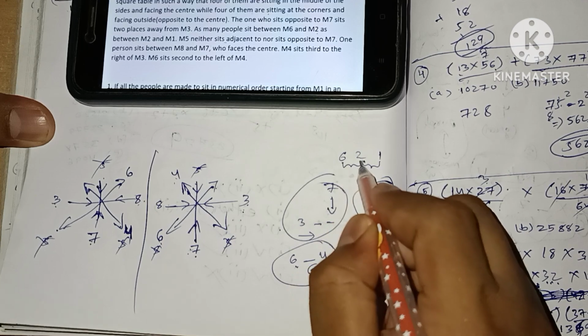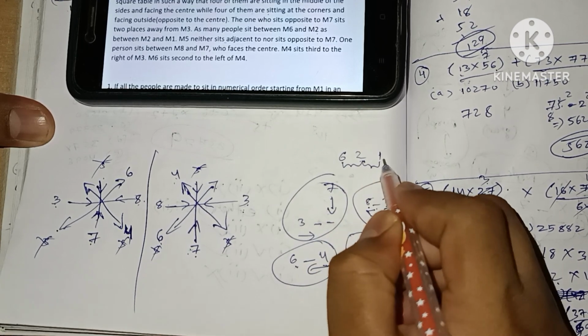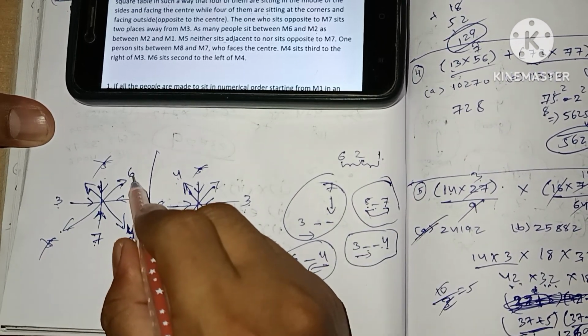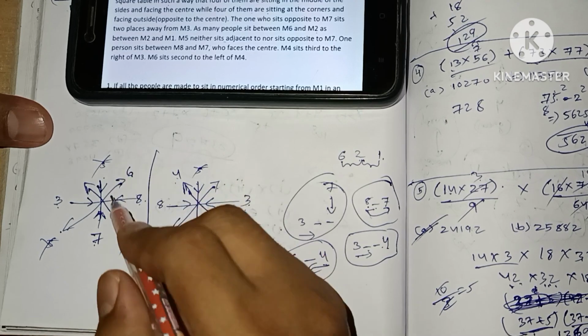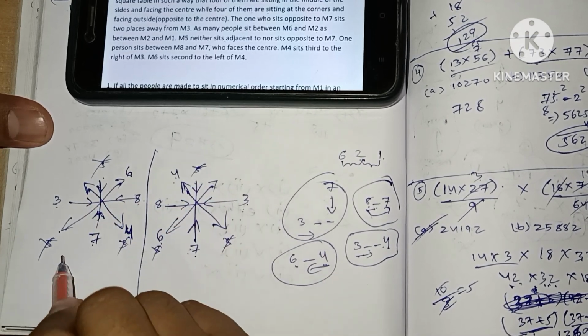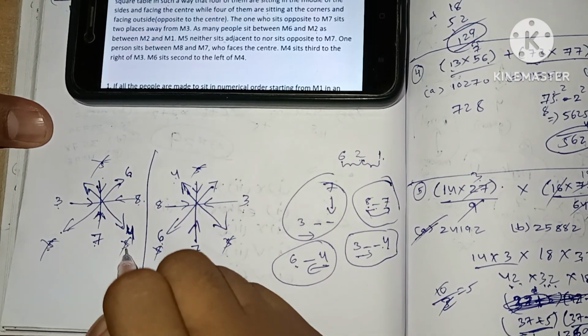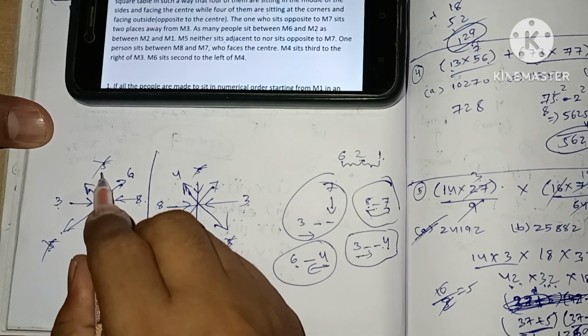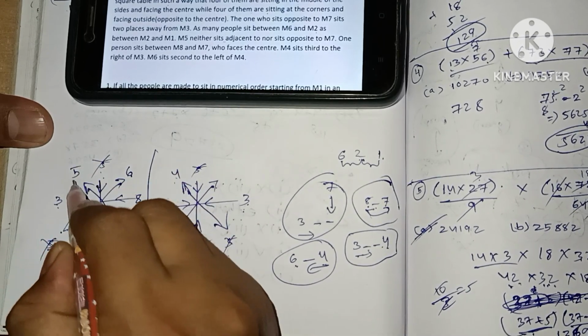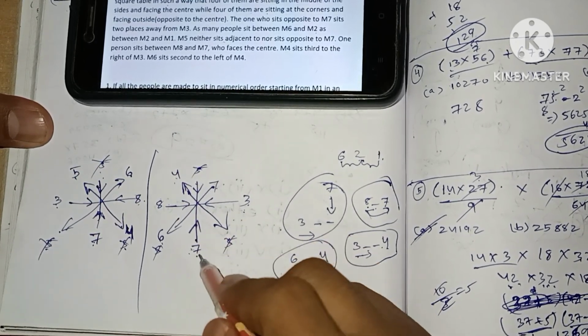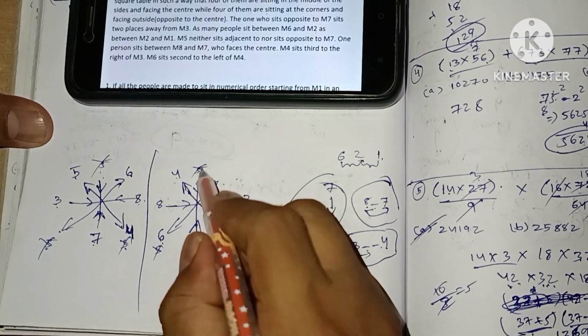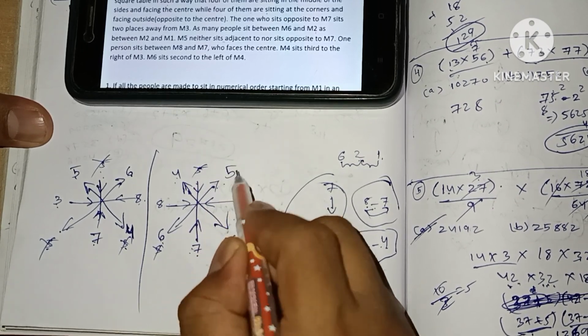6 in between 2, same as between 2 and 1. Here we have 6. Wait a second, we cannot place 5 in these places. So the only place left for 5 is here.